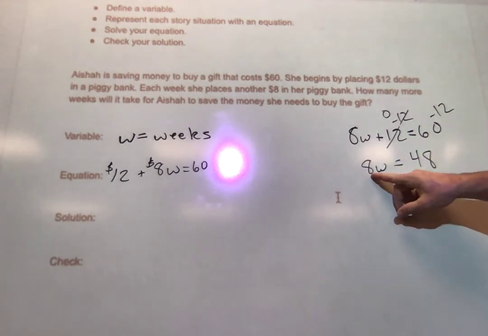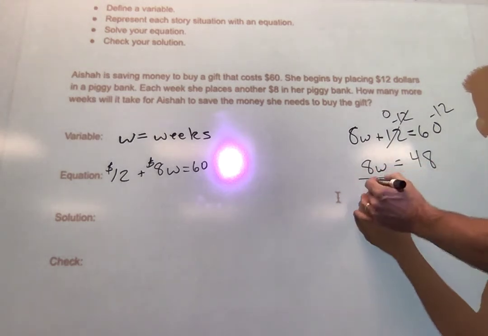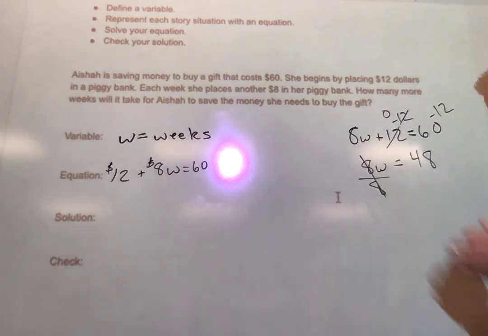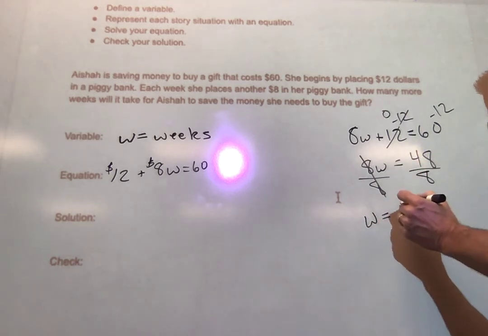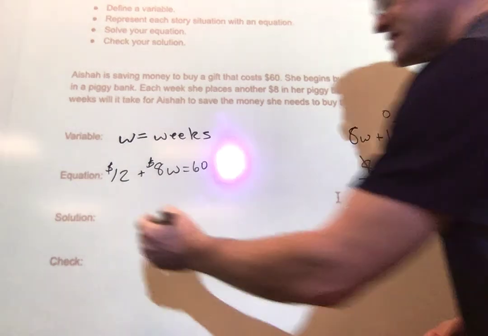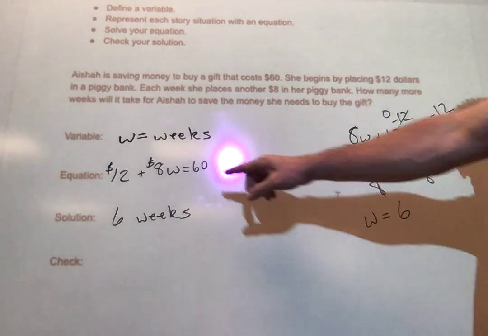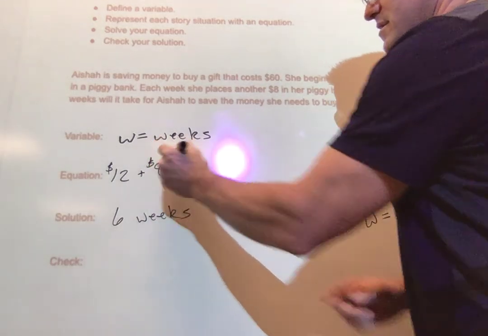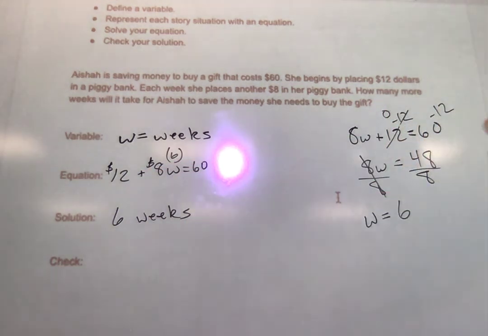So a lot of you can do this mentally. 8 times what gets me to 48? We know that w is going to be 6, but if we didn't know that, we know we undo it by dividing. If I take w times 8, if I divide by 8, it's like it didn't happen, and I'm left with w, and I divide 8 over here, and 48 divided by 8 is 6. So the solution is going to take her 6 weeks of saving, and if I plug that in to check, w equals 6, 8 times 6 is 48, plus 12 is 60, so you know it's going to take her 6 weeks to save enough money to be able to buy that gift.